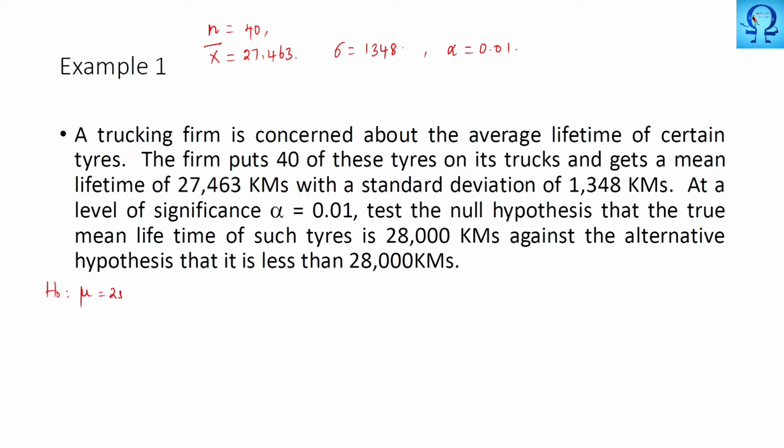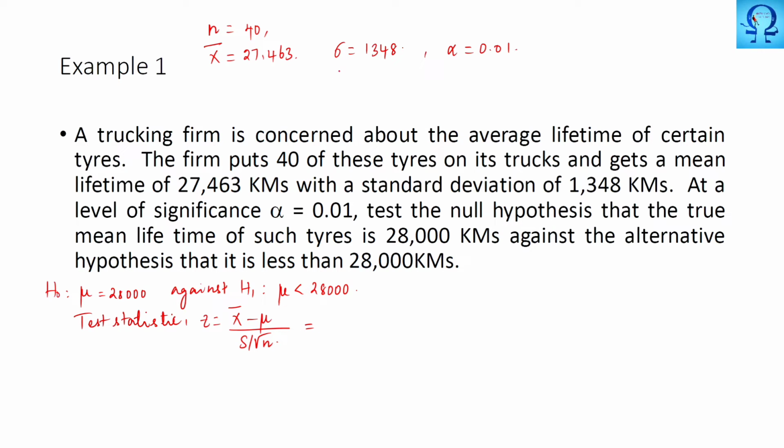mu equals 28,000 against the alternate hypothesis that H1 is mu is smaller than 28,000. So from the question and the given information, we have framed out everything now. Now, what is our test statistic? So, test statistic is our z value. Okay, that is x bar minus mu divided by s upon under root n.